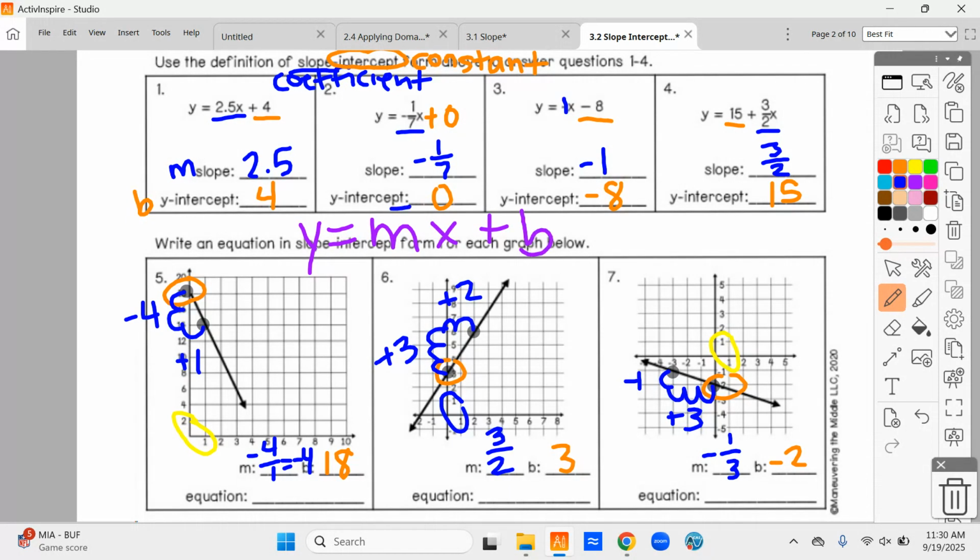Now when I write my equations, I'm going to use y equals mx plus b, and I'm only replacing my m with the slope and my b with my y-intercept. Okay, so y equals -4x plus 18. Y equals 3/2 x plus 3. Y equals -1/3 x minus 2. Notice my slope is always the coefficient of x, and my y-intercept is always the constant.